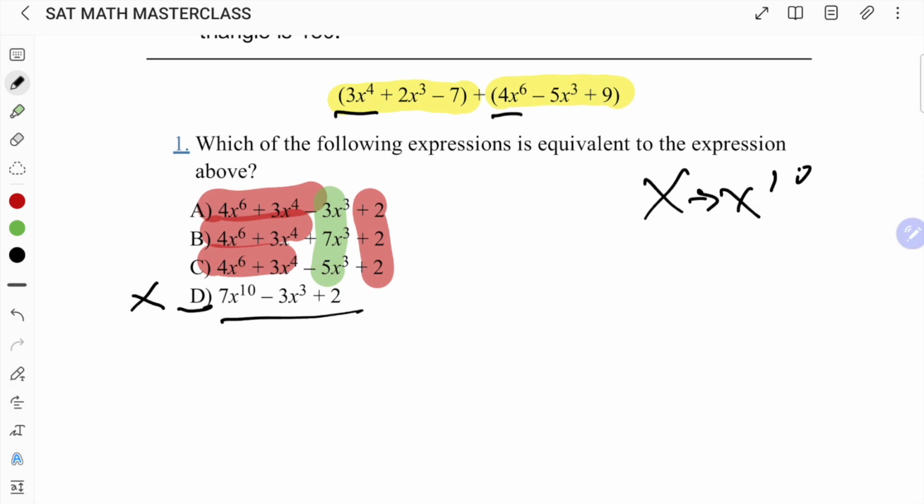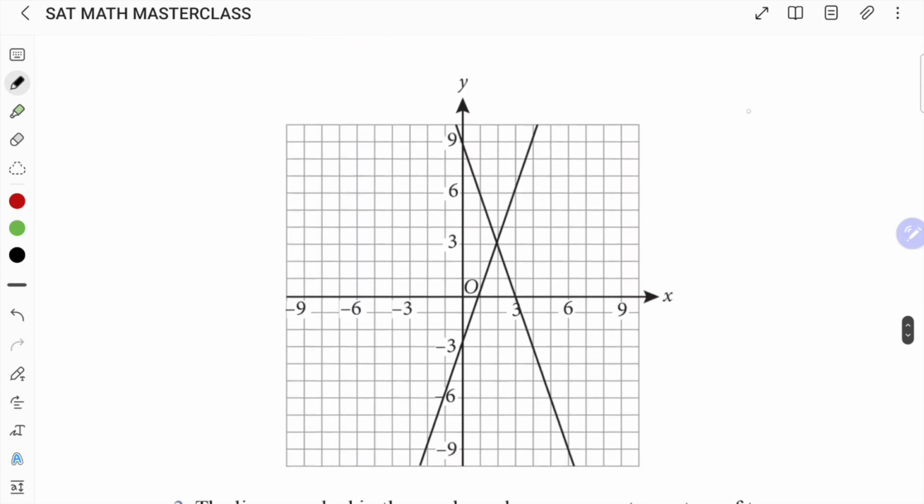So here we need to find the value of x cube. So 2x cube minus 5x cube, we get minus 3x cube. So the correct option will be option B. So let's move on to the next question.